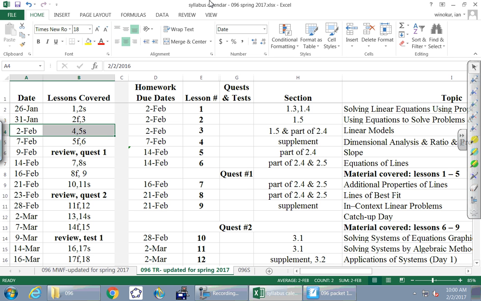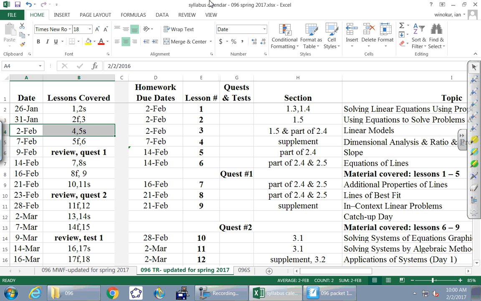So we'll start with our quick look at the calendar and just talk a couple of logistical things before we jump in and start doing the math. Can I get everybody's attention up here? I know you guys are working on math, but stay with me here. We've got a couple of important announcements. First of all, today is February 2nd. We are going to cover lesson number 4, and we're going to start lesson number 5.